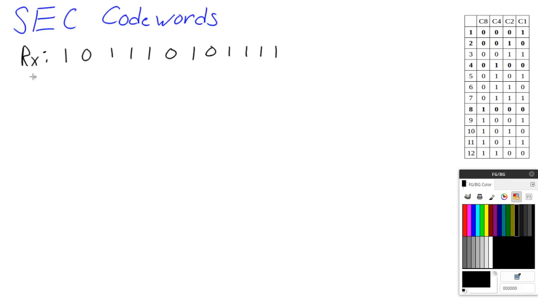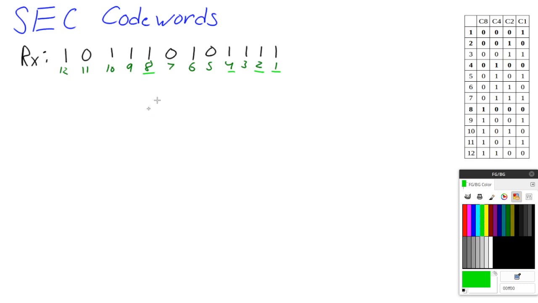So we've received this single error correction code word. It's already been generated. So we know in here we've got 8 data bits and 4 check bits. The first thing I like to do is label everything. So this is 12, 11, 10, 9, 8, 7, 6, 5, 4, 3, 2, and 1. And I like to underline my check bits 1, 2, 4, and 8.